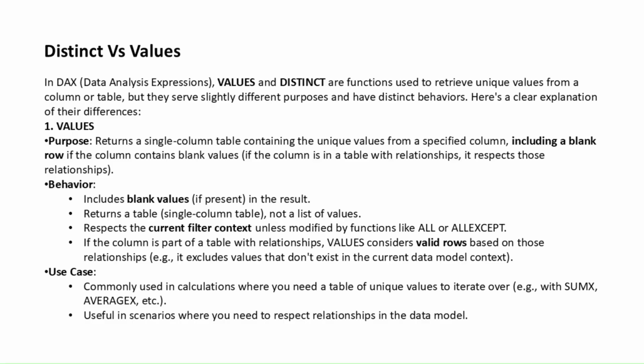If the column is part of a table with relationships, VALUES considers valid rows based on those relationships, e.g., it excludes values that don't exist in the current data model context. Use case: commonly used in calculations where you need a table of unique values to iterate over, e.g., with SUMX, AVERAGEX, etc. Useful in scenarios where you need to respect relationships in the data model.